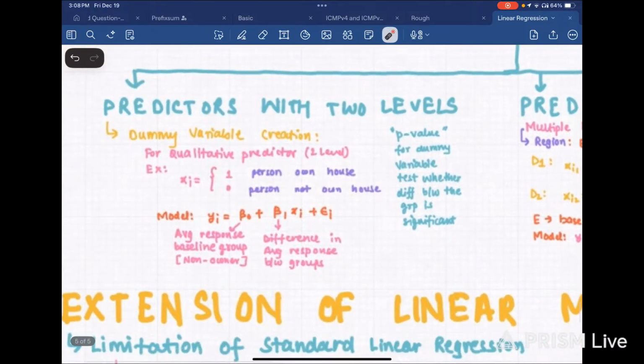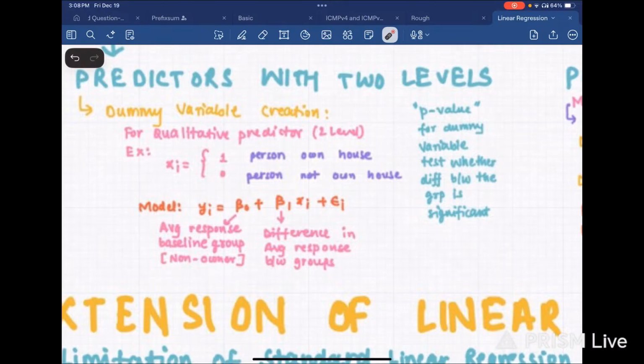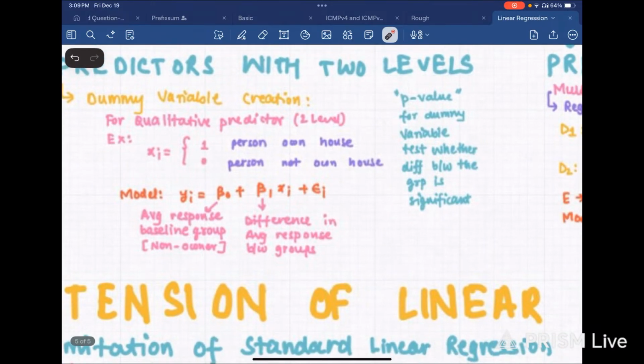So the model will be yi equals beta naught plus beta 1 into xi plus epsilon i. Beta naught will be the average response of the baseline group, the non-owners, and beta 1 will be the difference in average response between the groups. This is the model we will be using for two levels. And the p-value for the dummy variable tests whether the difference between the groups is significant or not.